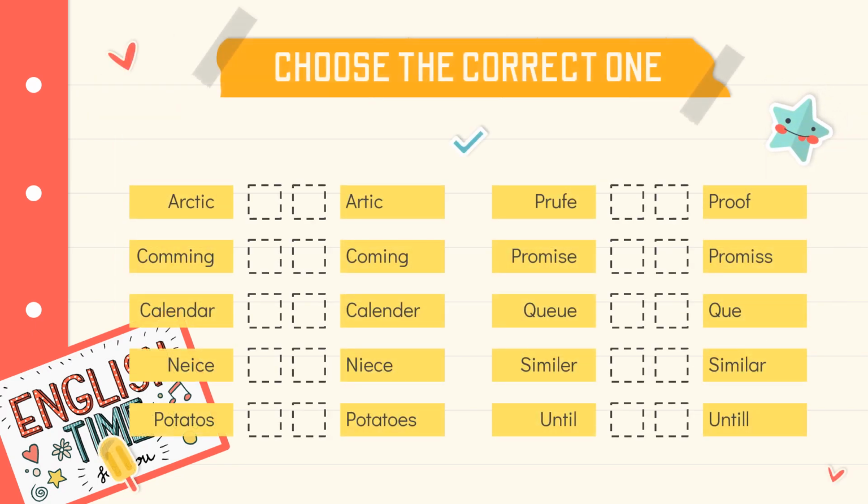Guys, let's see if you can answer these, okay? Find the correct spelling of each word. Now, Arctic, is it A-R-C-T? Oh, wait. Is it the left one or the right one? The left one, yes. Coming, the left one or the right one? The right one, yes. Calendar, the left one or the right one? The left one, of course. And niece, the right one.